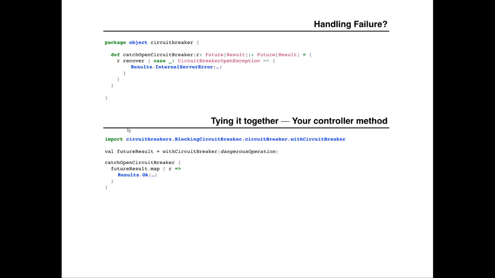And so how would it actually handle failure? Well, you're going to have some kind of catch open circuit breaker function, and you're going to wrap your action calls within that. You're coding identically the same. If you look down below, tying it together, you're wrapping some dangerous operation with the circuit breaker, and then you have a future result. What you want to do then is catch any open circuit breaker exceptions, but otherwise you're going to treat that future result as you would anything else.